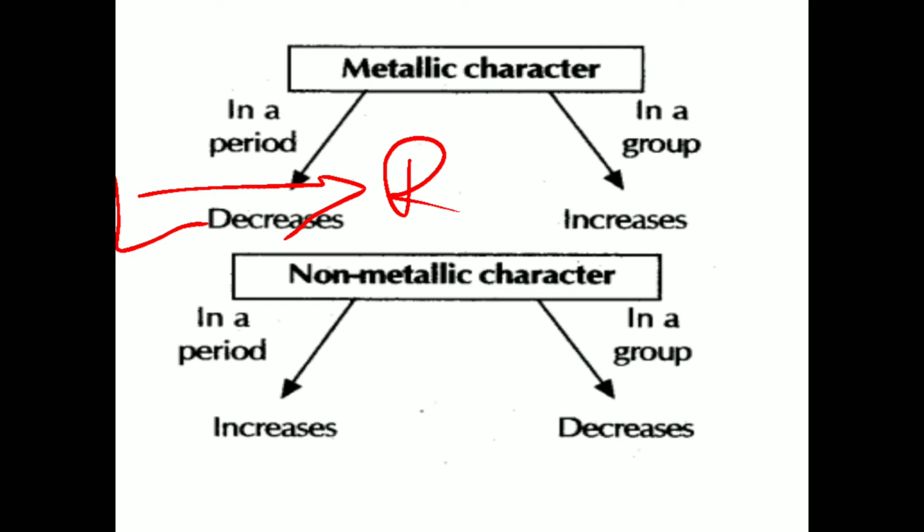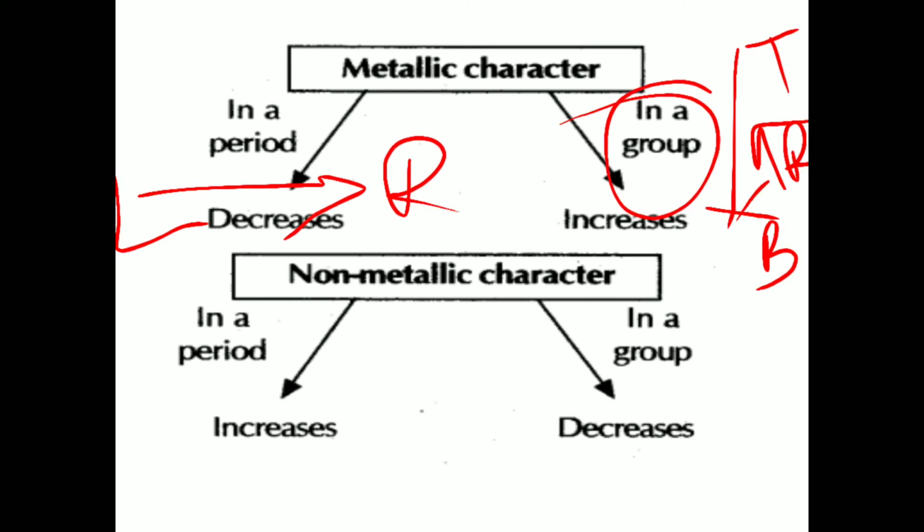But in a group, going from top to bottom, what happens? The radius increases. That is why in a group the metallic character will also be increasing. So metallic character is proportional to the size. If size increases, then metallic character also increases, and if the size decreases, then metallic character also decreases.